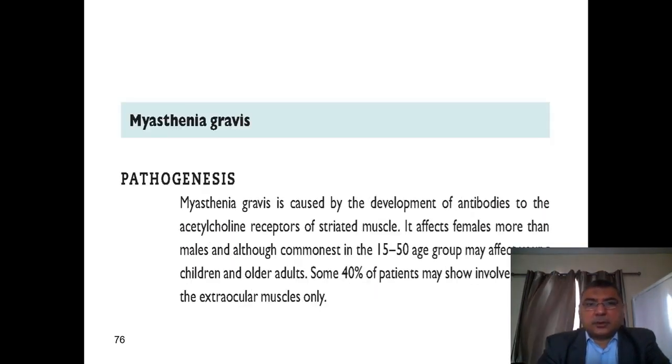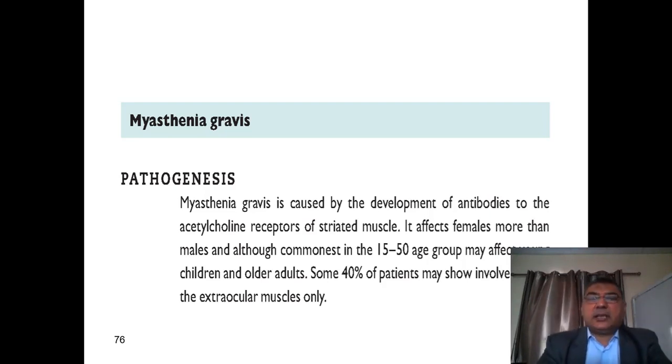condition. The second disease is called myasthenia gravis. In this disease, there are antibodies developed against the acetylcholine receptors of striated muscles. It affects females more than males, in the age group 15 to 50 years. 40% of patients have only the involvement of the extraocular muscles without systemic manifestations.